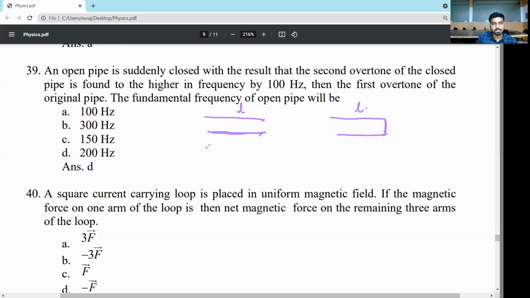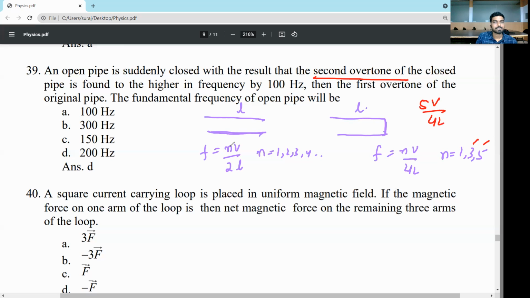In case of open pipe, f is equal to nv by 2L. n is varying from 1, 2, 3, 4, and so on. Here it will be f equal to nv by 4L, where n is varying from 1, 3, 5, and so on. What they are saying is the second overtone of the closed pipe. This is the first overtone, this is the second overtone, 5v by 4L. It is found to be higher in frequency by 100 Hz than the first overtone of the organ pipe.